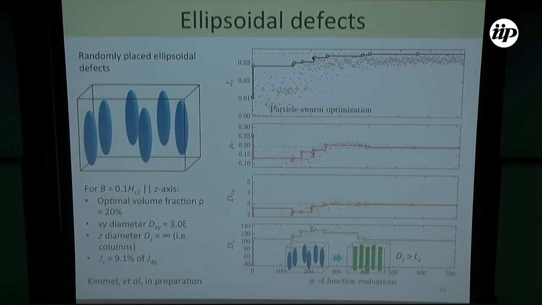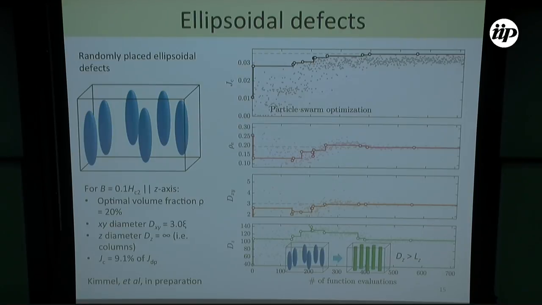So here I would like to present the optimization in ellipsoidal defects. So this pattern can be characterized by three quantities: the diameter in this direction and the diameter in this direction, so actually in the XY plane, and the volume fraction occupied by these defects as well.